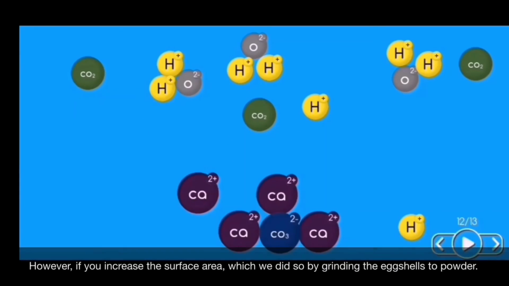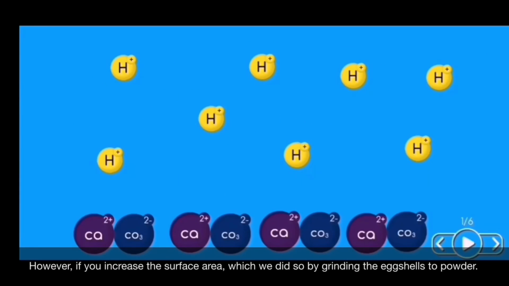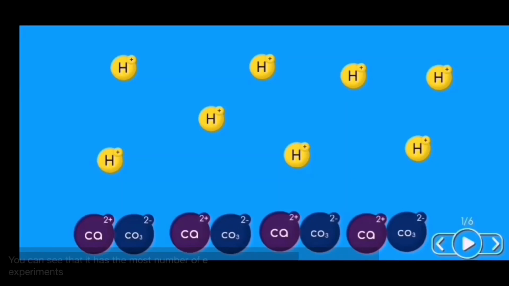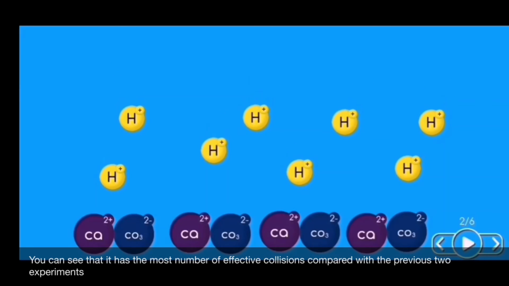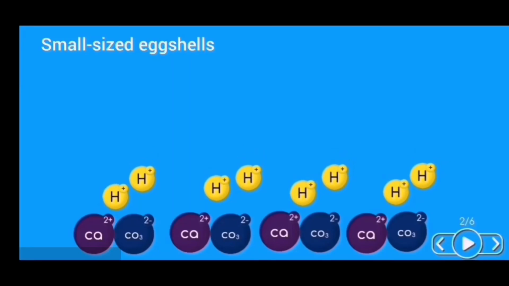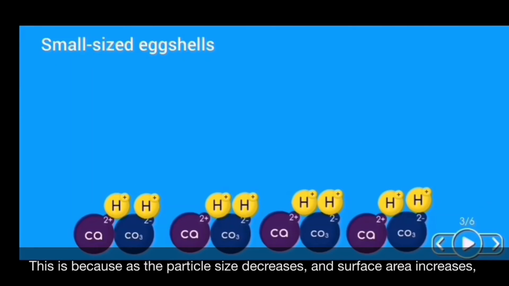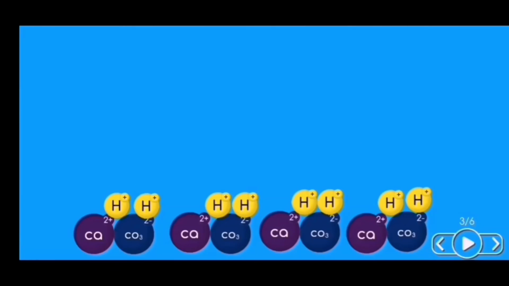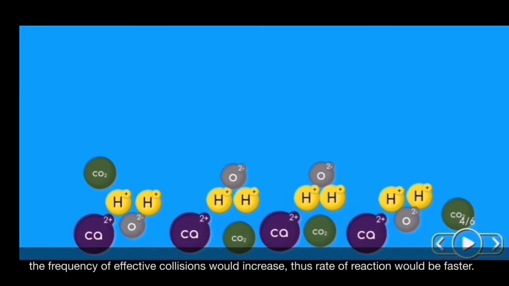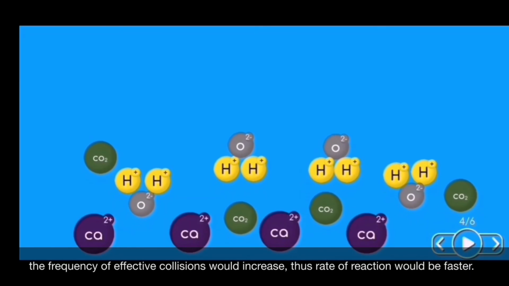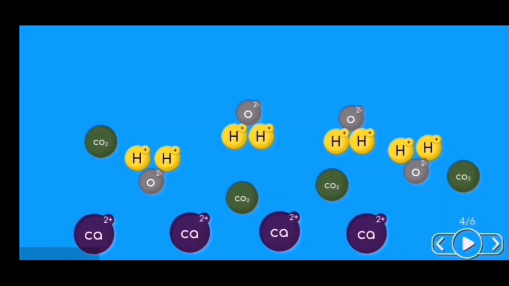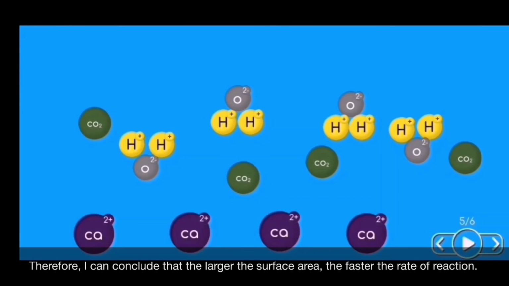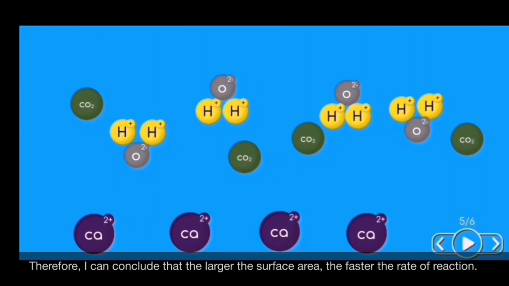However, if we increase the surface area, which we did by grinding the eggshells to powder, you can see that it has the most number of effective collisions compared with the previous two experiments. This is because as the particle size decreases and the surface area increases, the frequency of effective collisions will increase. Thus, the rate of reaction will be faster. Therefore, I can conclude that the larger the surface area, the faster the rate of reaction.